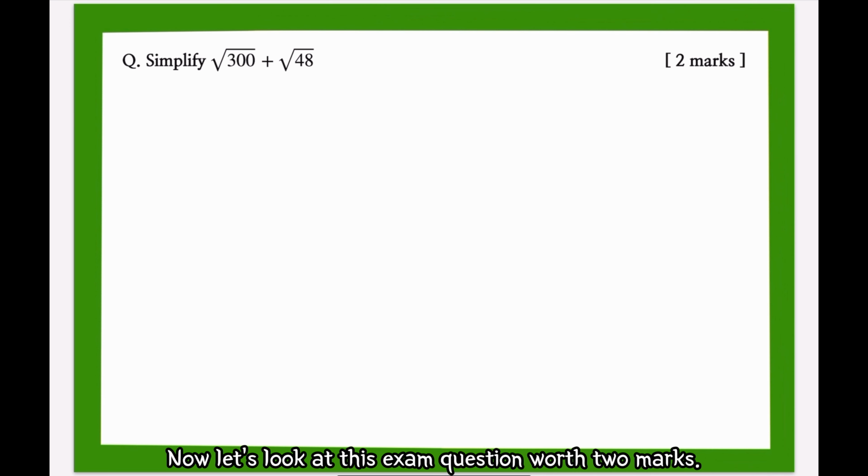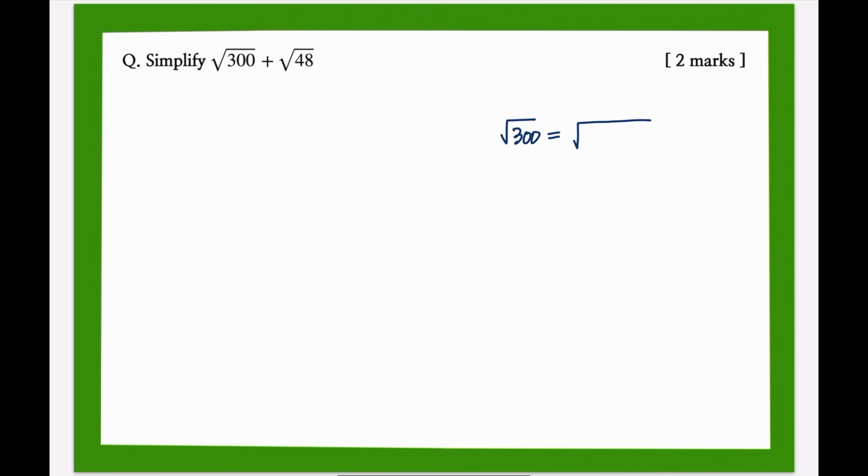Now let's look at this exam question worth 2 marks. To simplify this expression, we have to first simplify each surd. Root 300 equals root 100 times 3, which is root 100 times root 3.